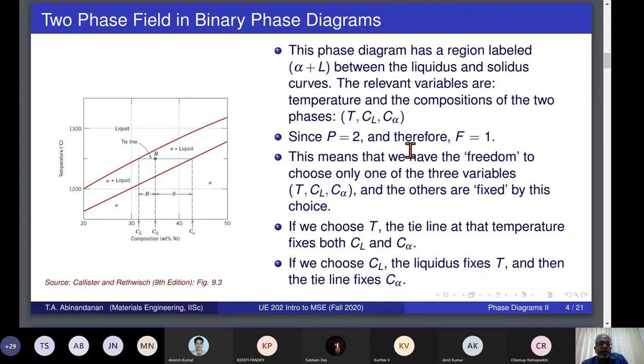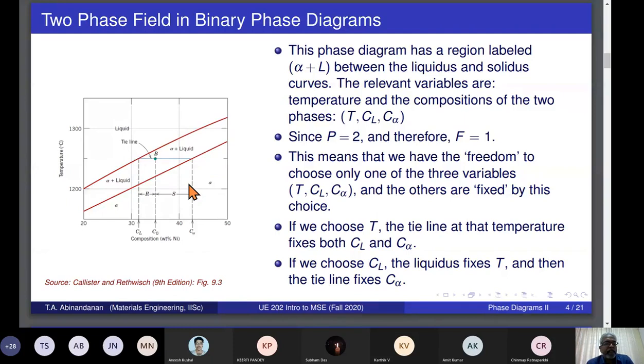And so if F equals 1, that implies that you can choose one of them and the other two get automatically fixed. And we have already seen, if you choose a temperature, then the other two are automatically fixed. The solidus composition gives you the percentage of nickel in the solid, and of course the liquidus end of the tie line gives you the composition of the liquid. You can also change the argument around.